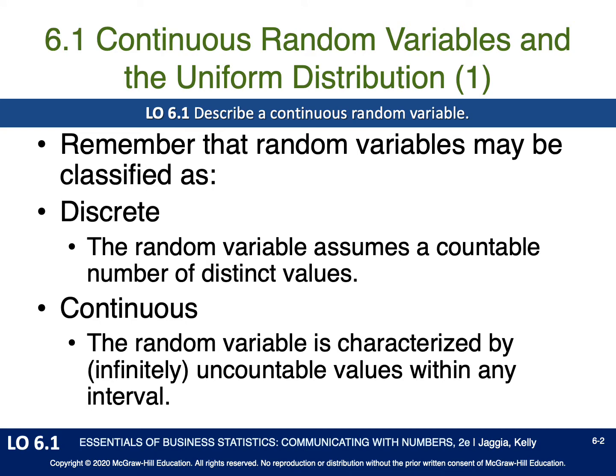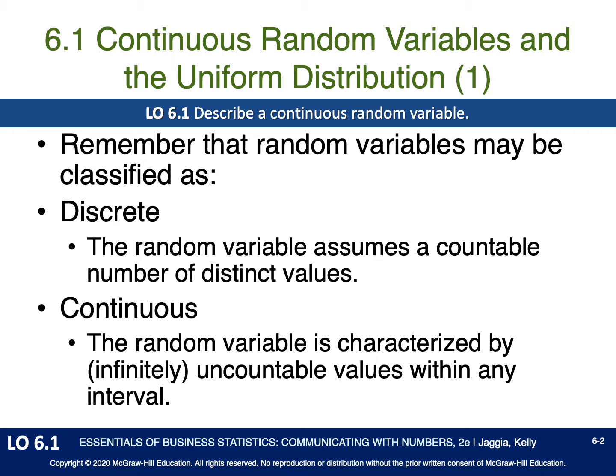So as we discussed in Chapter 5, random variables may be discrete or continuous. A discrete variable is one that is countable. It has a finite number of distinct options. So we looked at the example where we were trying to determine the number of people that would visit a Starbucks during a 5-day week. That's a discrete variable. We can count the number of people.